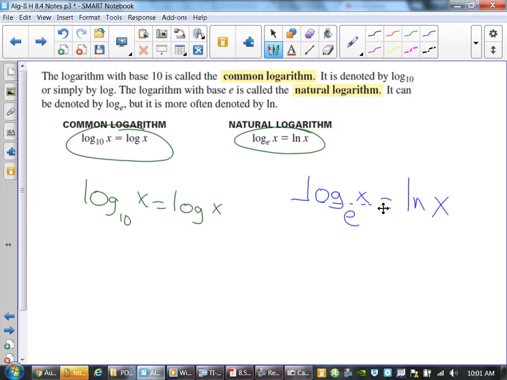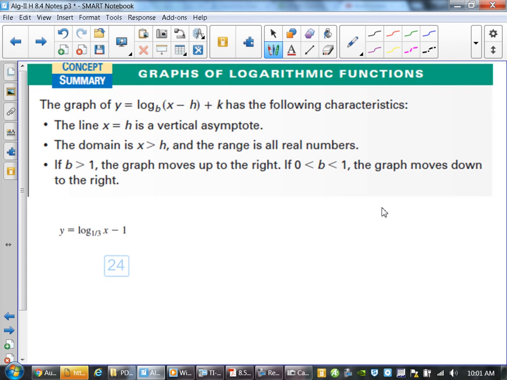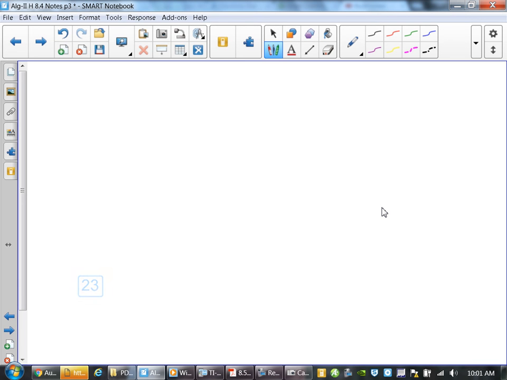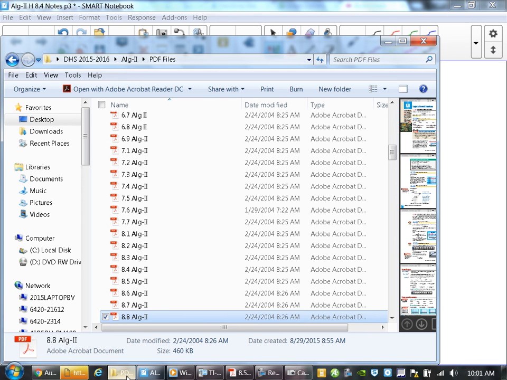What'll happen with natural log, and we'll probably spend a little bit more time on this when we start working with the actual properties of solving equations. Natural log is just log base e. They mean the same thing. It's just another way of writing it. That's all that is. Okay. Log base e is natural log. Right. And I'll show you how we're going to do this here in a second. That's graphing. Let me pull up the problem. I already had it open.